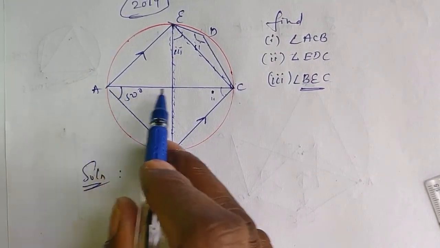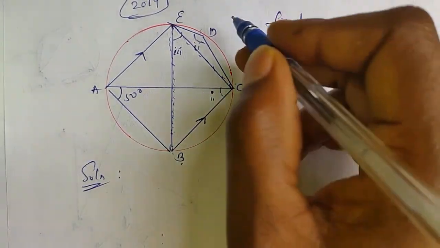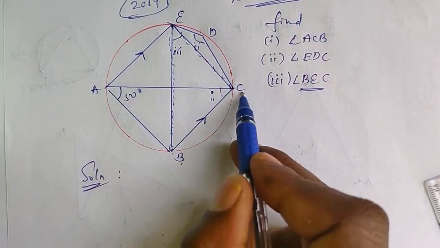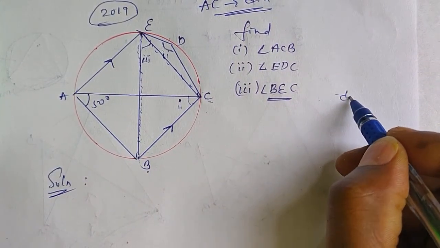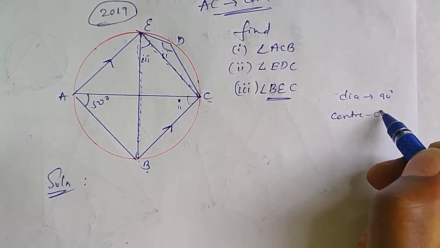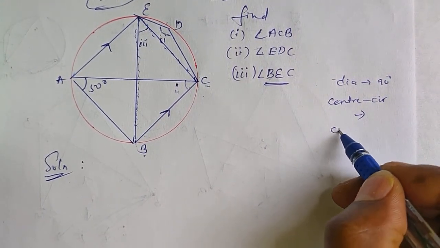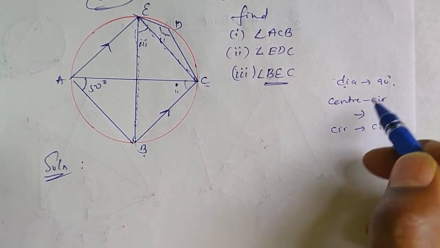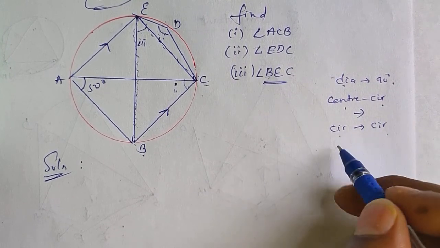First, as in the question, AC is a diameter. I did not refer to it here, but in the question AC is given as a diameter. So once AC is a diameter, what should you do? All 5 theorems we'll first write. When a diameter is given, what should you write? 90 degrees. The center angle and circumference angle are in a double and half relation. Circumference angles on the same arc are both equal, remember.